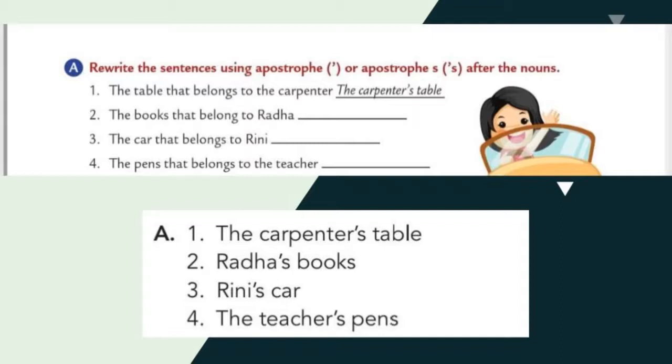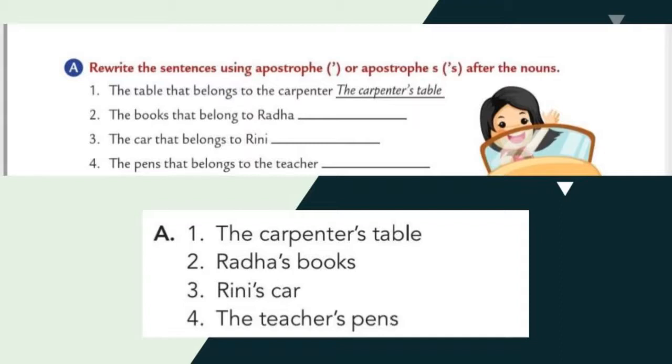And then the fourth one is the pens that belong to the teacher. So two nouns are there, one is pens and another one is teacher. So the answer is the teacher's pens. We should put apostrophe s after the noun teacher. So the teacher's pens. Okay students, now we have completed the first four sentences.